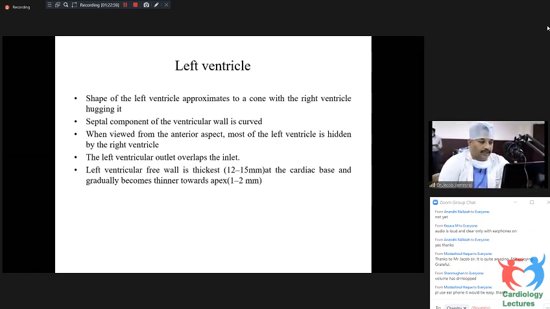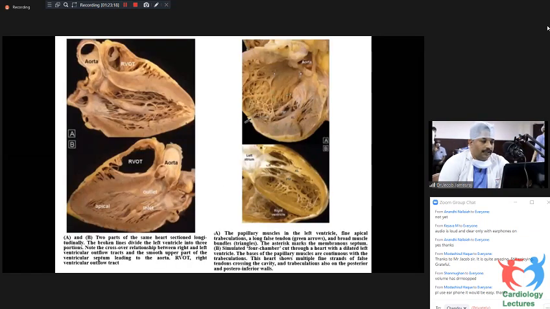This is a picture showing the LV papillary muscles. This is the echo picture of the same. Clinically, we see the left ventricle shape approximates a cone with the right ventricle hugging around it. Since it is a cone, the septal component of the left ventricle is curved. When viewed from the anterior aspect, most of the LV is hidden by the RV.